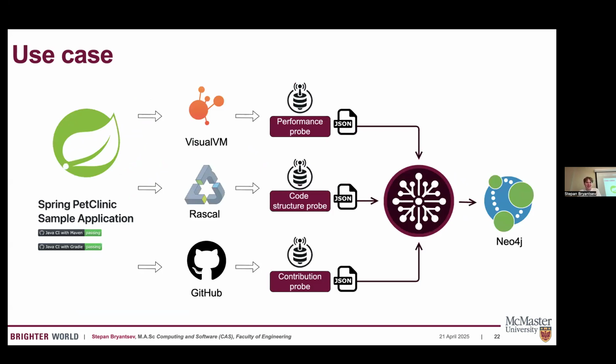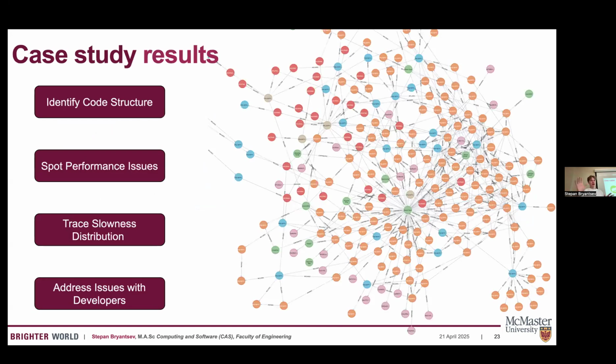So our Spring Pet Clinic application was used in this way. First we take those reverse engineering and analysis tools. We implement probes, we push the data, and we get this unified data structure. And then we can do some analysis and graph queries on top of this data. So here is how the data looks, and here is what we can do with it.